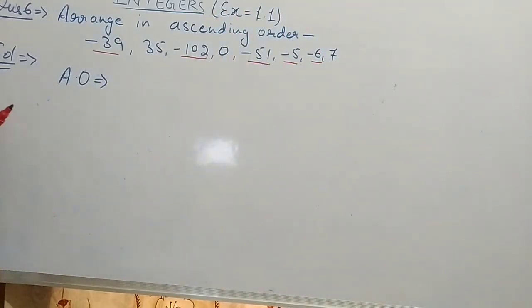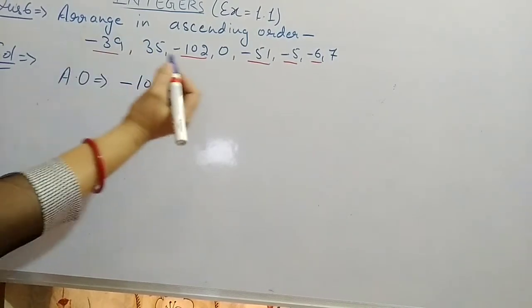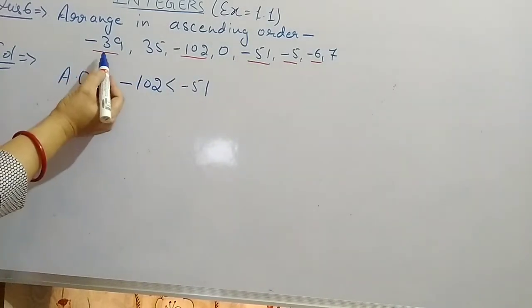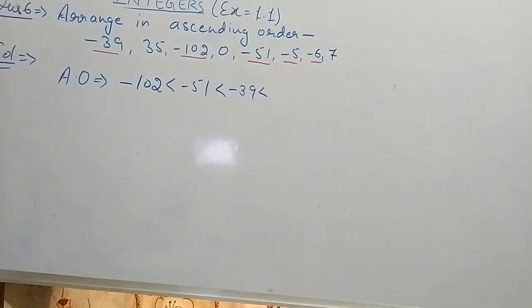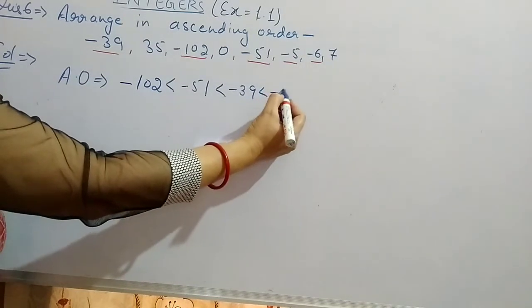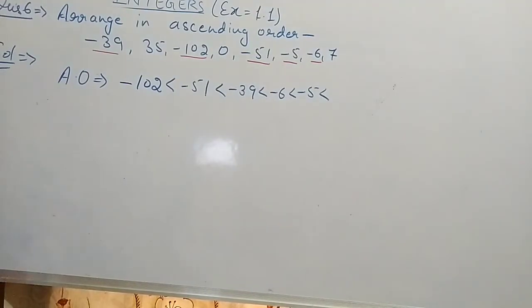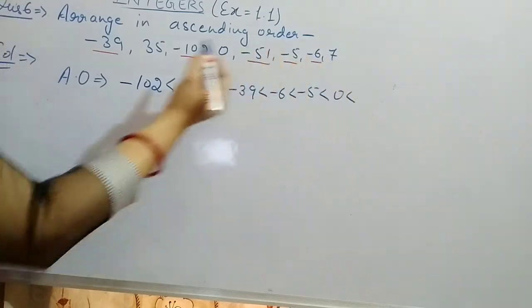From these integers first you check which is numerically bigger. So here 102 is numerically bigger. It means minus 102 will be the smallest integer in these. After this, next minus 51. After minus 51, minus 39. After minus 39, minus 6, minus 5, and then come for the positive integers. So 0 also we have, so 0 will come after this, then 7 and 35.